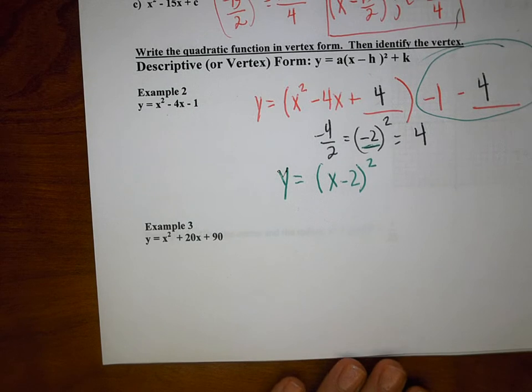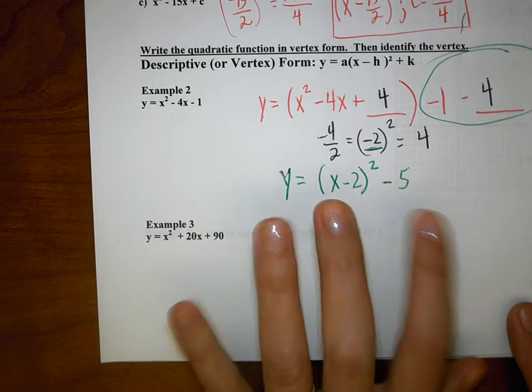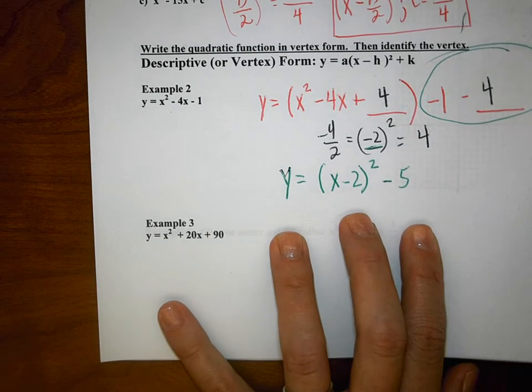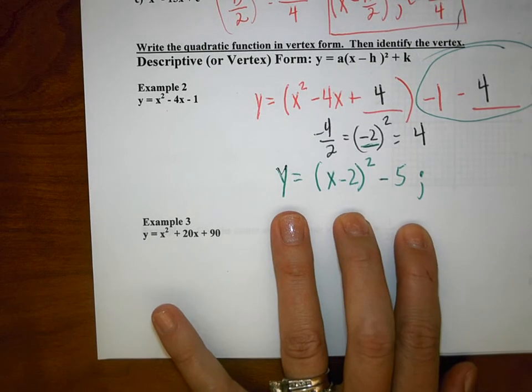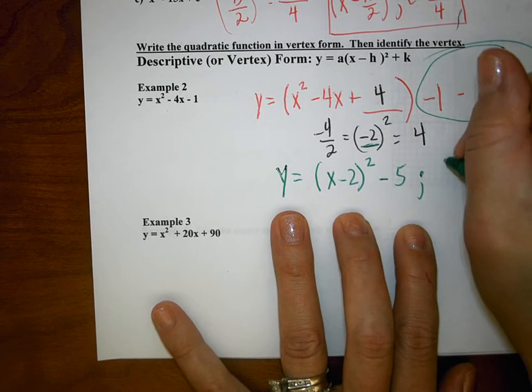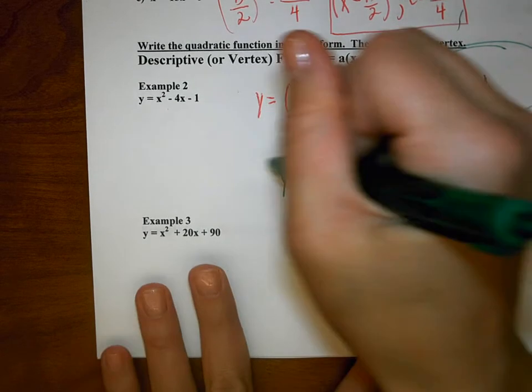So -1 and -4 make what? -5. So this is now my equation in vertex form. And then they also want you to identify the vertex. So what is the vertex now that it's in this form? -2, 5. And that's your answer.